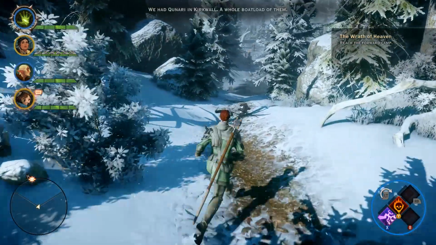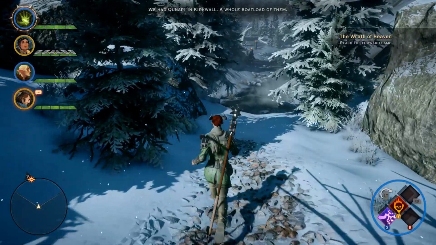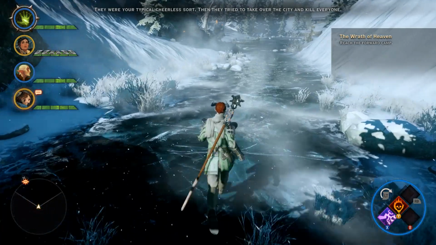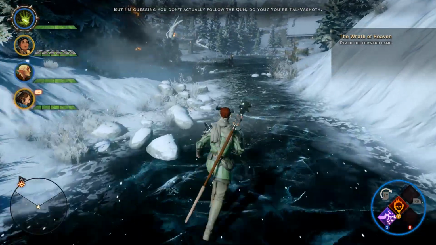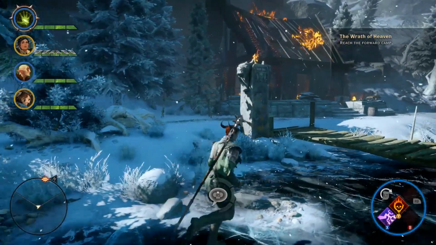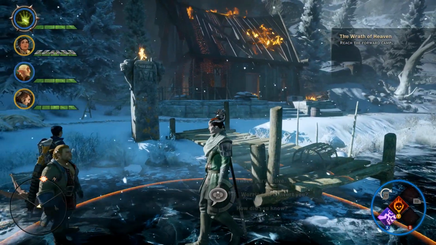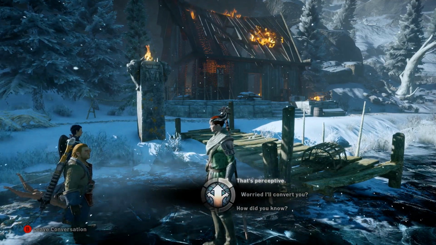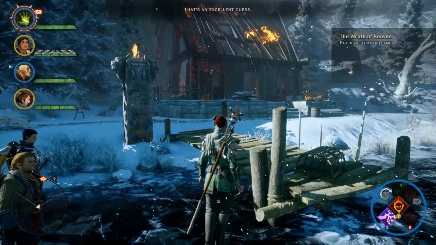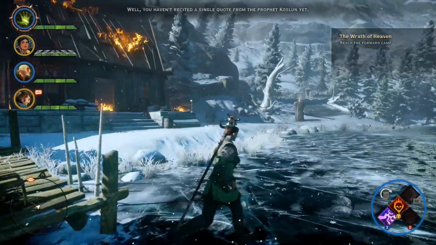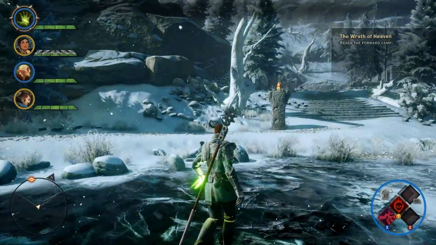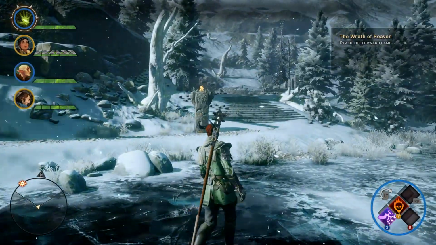We had Kunari in Kirkwall. A whole boatload of them. They were your typical cheerless sort, then they tried to take over the city and kill everyone. But I'm guessing you don't actually follow the Qun, do you? You're Talvishoth. That's perceptive. That's an excellent guess. Well, you haven't recited a single quote from the Prophet Kosloon yet. So unless you're trying to stay on the Seeker's good side, I'd say that's pretty telling.